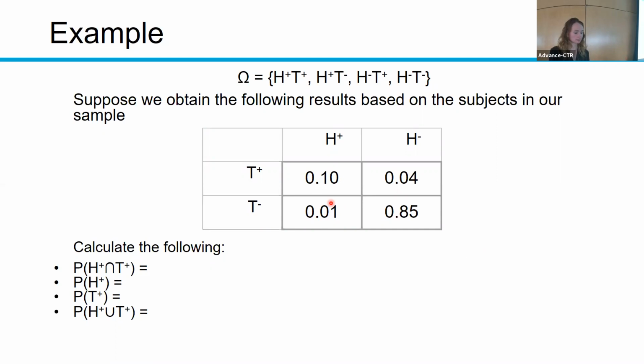Okay, so let's think about what this cell, H plus T plus, with this 0.10 means. There are 10% of individuals in our study who are HIV positive and tested positive. So for this one, this is actually just our intersection. The intersection of H plus and T plus is 0.10.